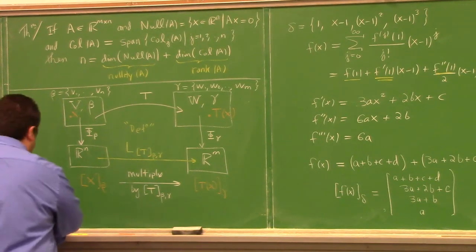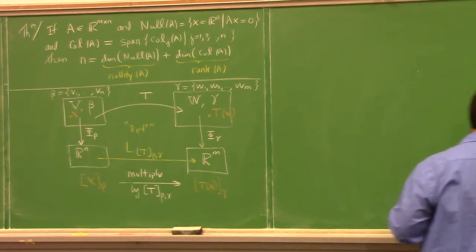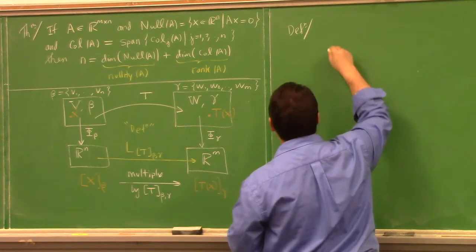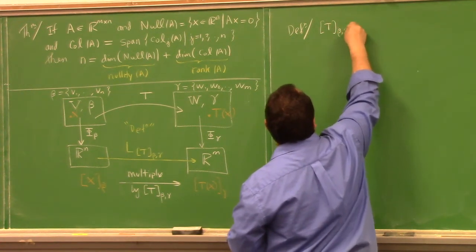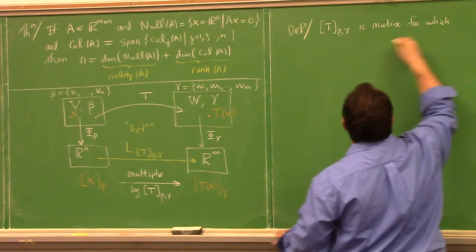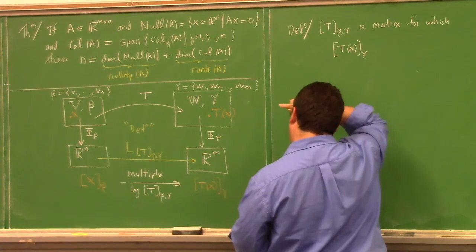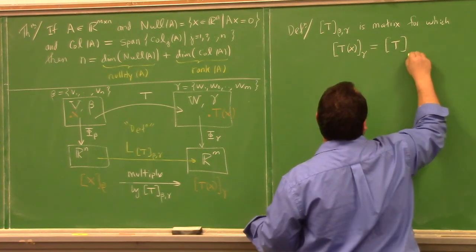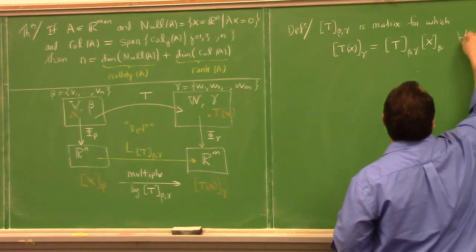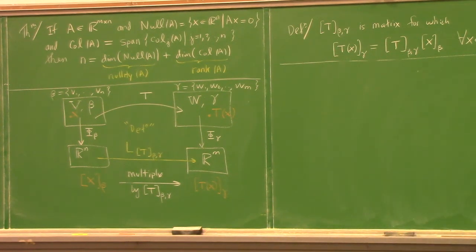I could write it, let me write it down again. T beta gamma is the matrix for which the coordinate vector of T of x with respect to gamma is equal to this matrix times the coordinate vector of x with respect to beta, for all x in V. Now, that definition at first glance doesn't seem to be that convenient or useful.